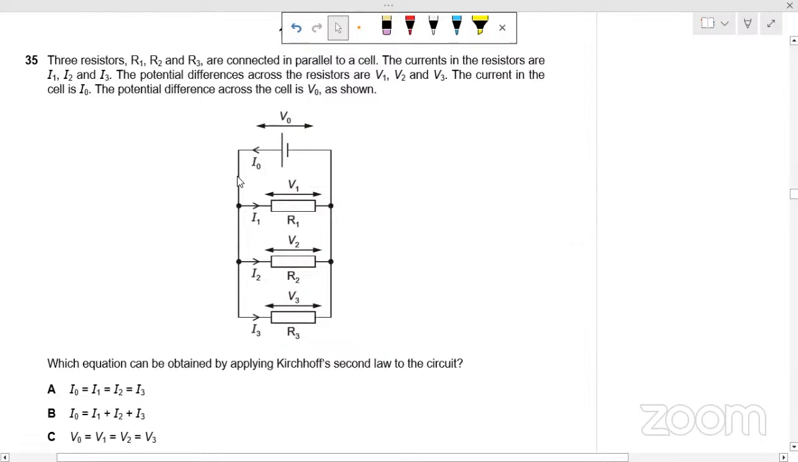Question 35. We are given these three resistors and they are connected in parallel with the cell. The EMF of the cell is V naught.